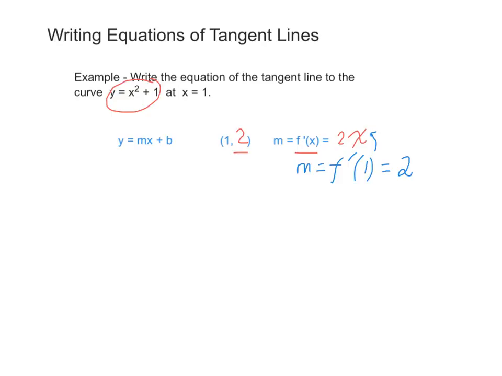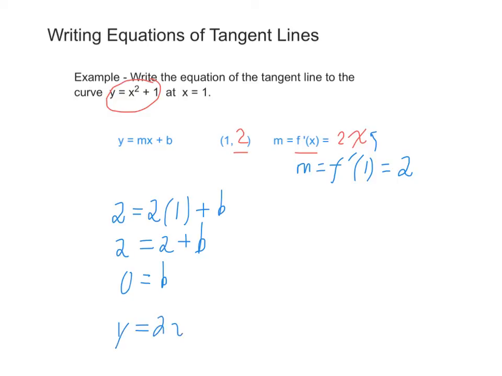But now I have enough to actually complete the problem. Y equals mx plus b can be written as the y coordinate 2 equals the slope 2 times the x value 1 plus b. Just doing a little bit of algebra, I find out that the b number, or the y-intercept, is 0. So the equation of my tangent line is y equals 2x.